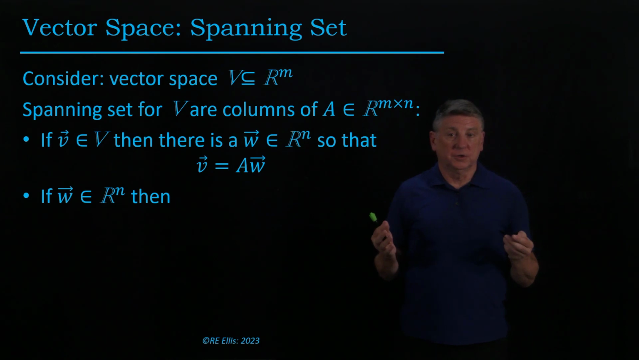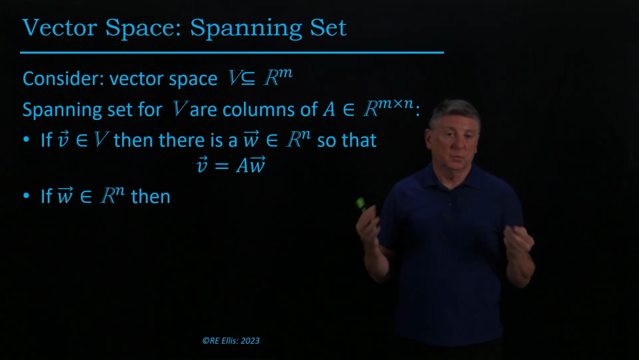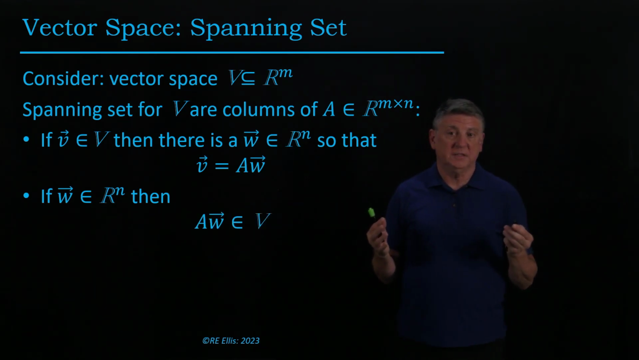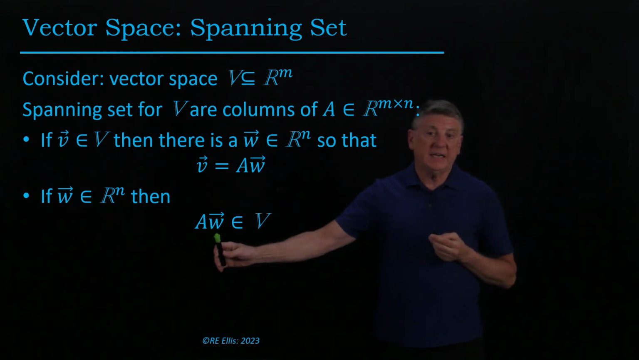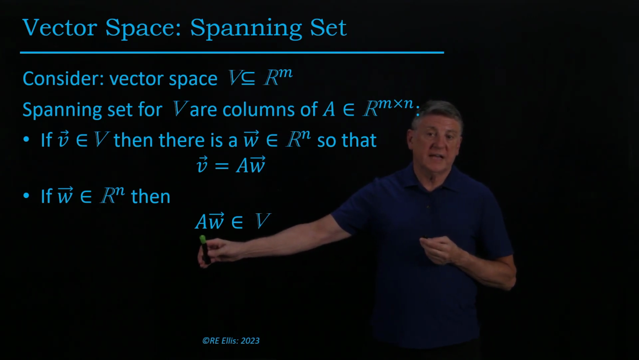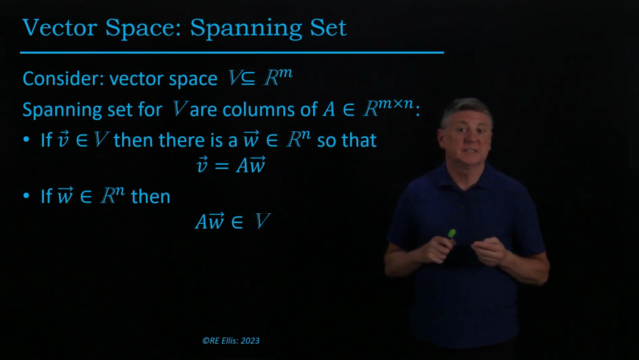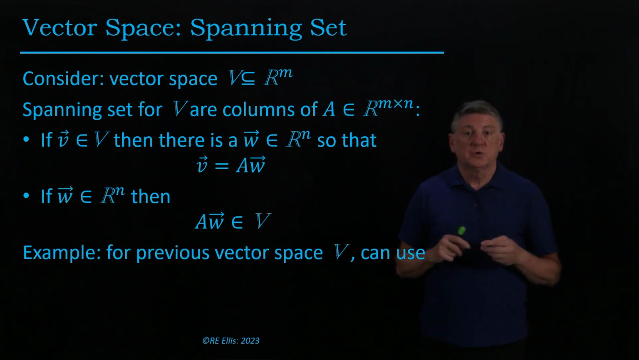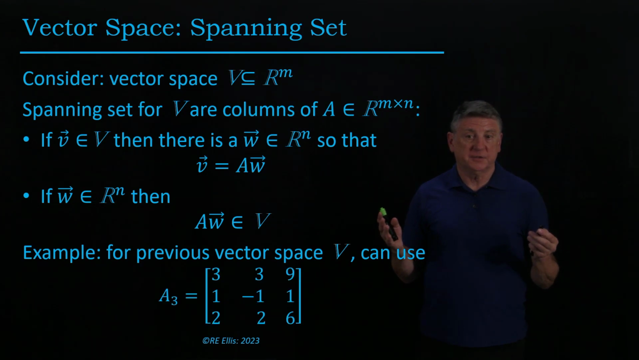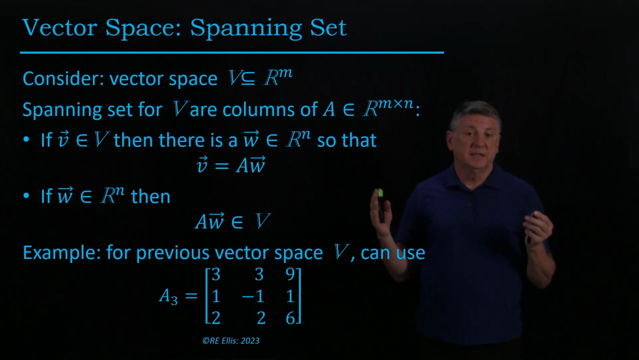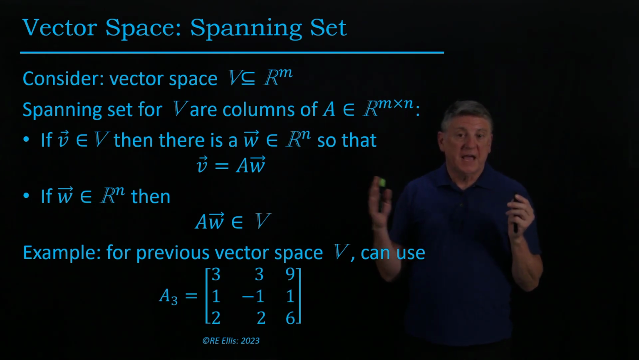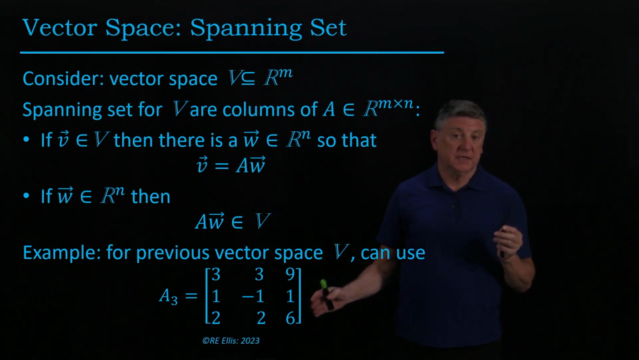So alternatively, if we have a set of n weights, then using those weights in a linear combination of the columns of the matrix, we get something that's in a vector space. So for example, for that previous vector space, we could take the vectors and we could put them in a matrix in this form.